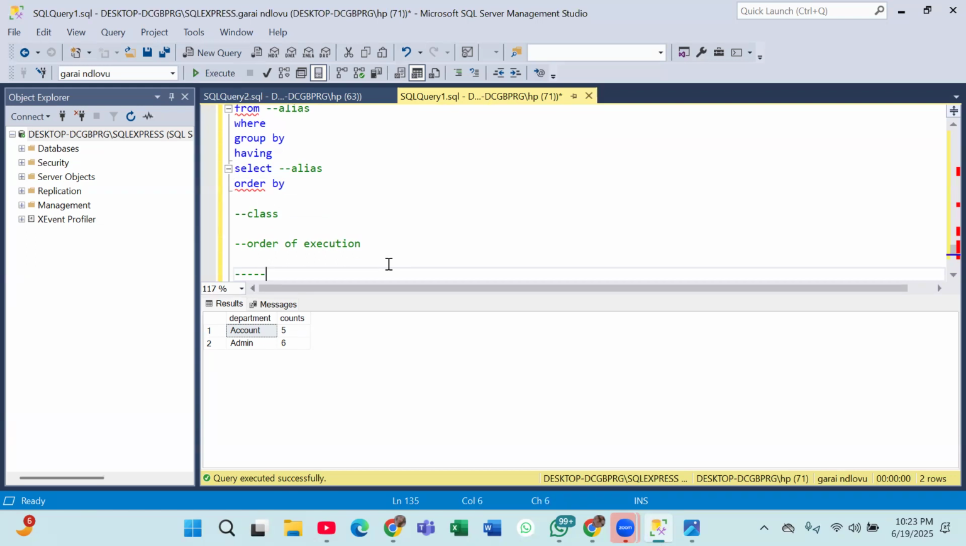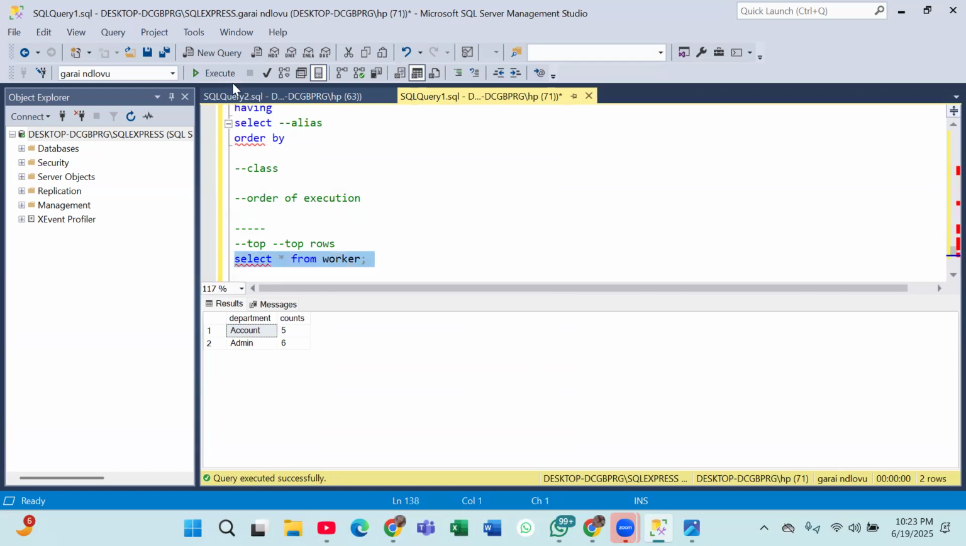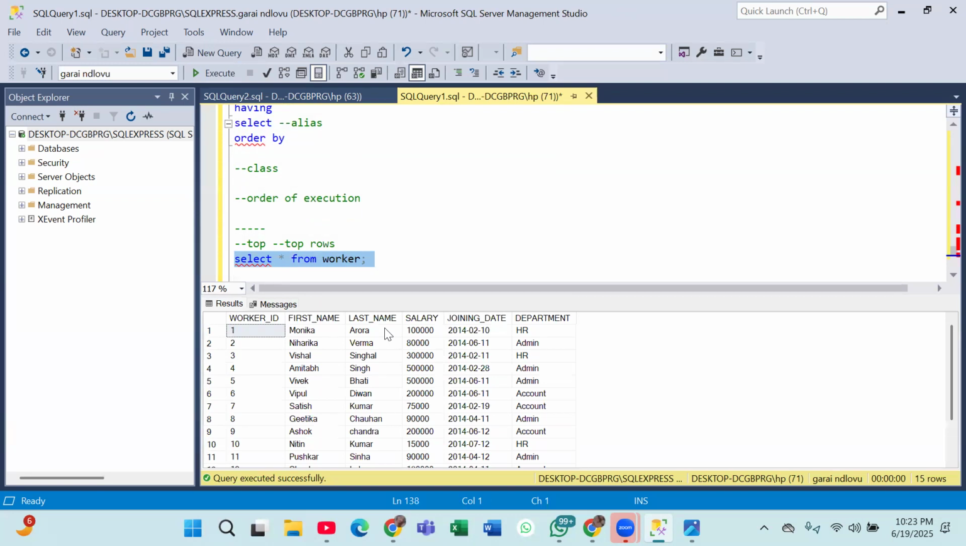No. Okay, very good. Then let's talk about our last clause, which is top. What top will do is give you the top rows, like the starting rows. For example, this is your table worker. You guys are able to see that, right? Right now we only have data of 15 rows, correct? But in your workplace, your data can be 1,000 rows, 10,000, or millions of rows as well, right? It can be possible. Your data can be huge.